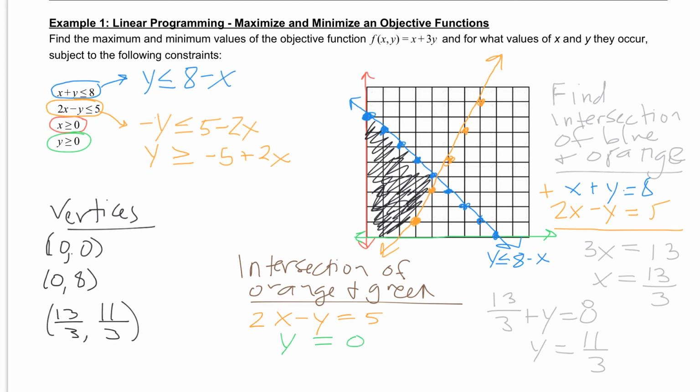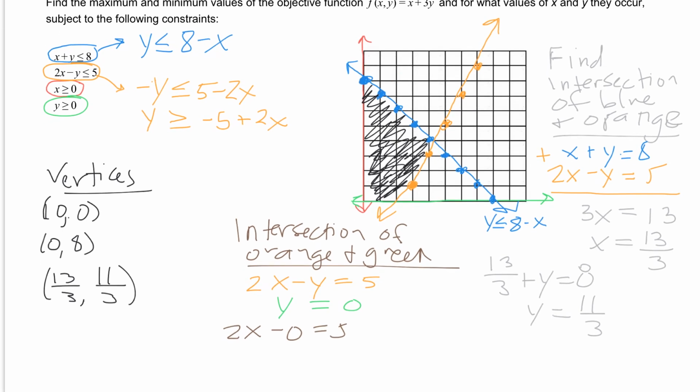Well, this is an easy one to find the intersection of because I already know y is 0. So all I have to do is take that 0 and plug it in for the y above here. So that would be 2x minus 0 equal to 5. If I solve this problem, 2x minus 0 is just 2x equal to 5. Divide by 2 and I get x is 5 over 2. So I have my last vertice here, which is 5 over 2, comma 0.